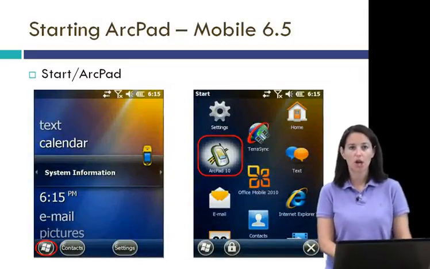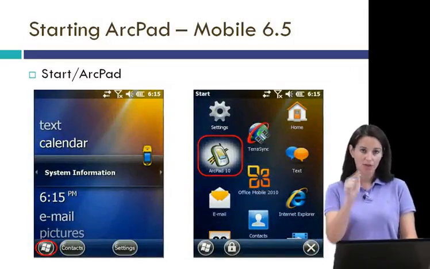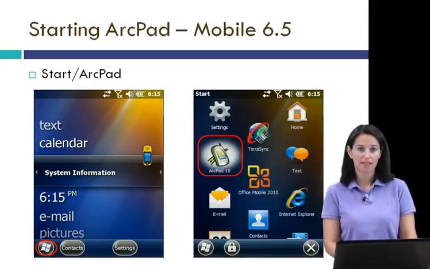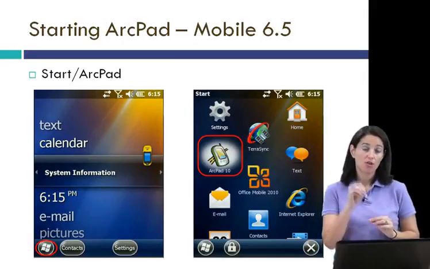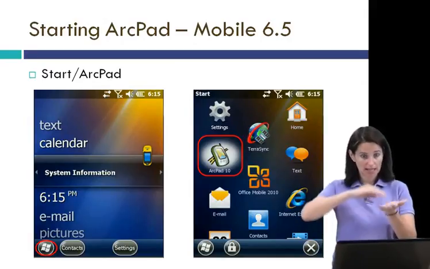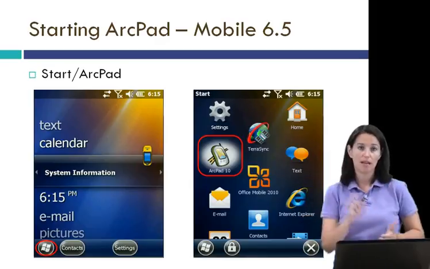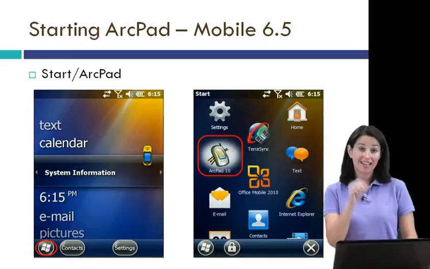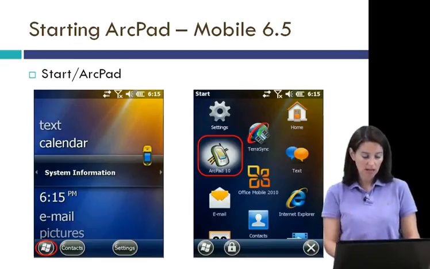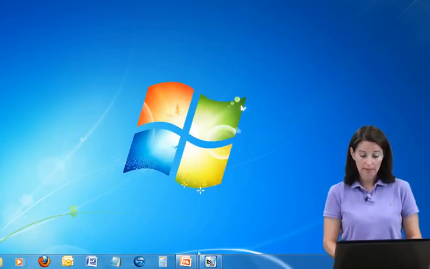So to start up ArcPAD, if you tap the Start button on the bottom left, then you're going to come to your applications. Whatever you install is going to be at the bottom of the screen. If you scroll down there by taking the stylus and swiping up, you'll actually see your ArcPAD icon. And if you want to, you can click and hold and drag the ArcPAD icon around. Let me go ahead and show you what I'm talking about.